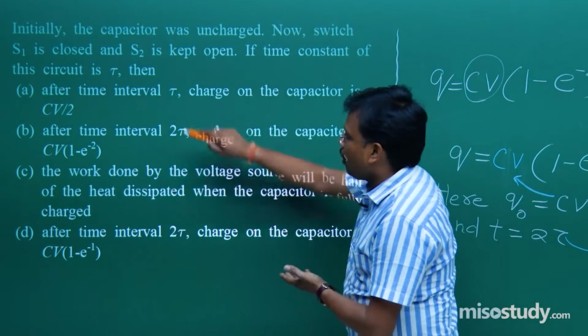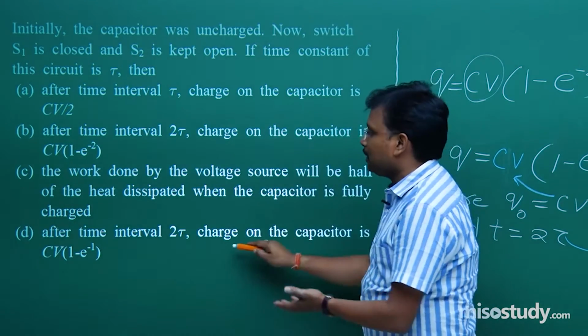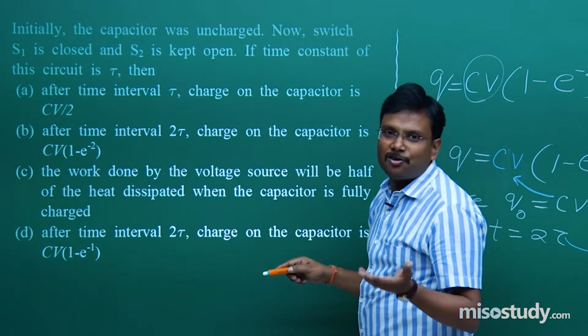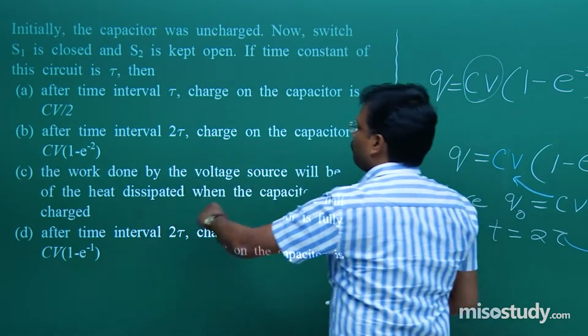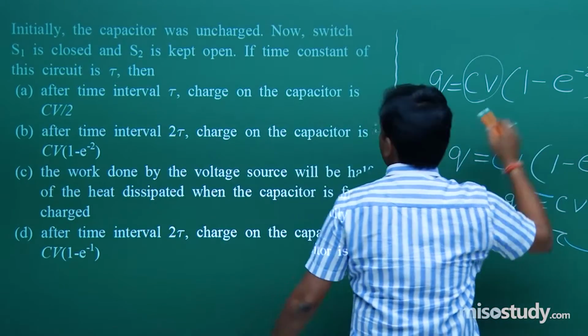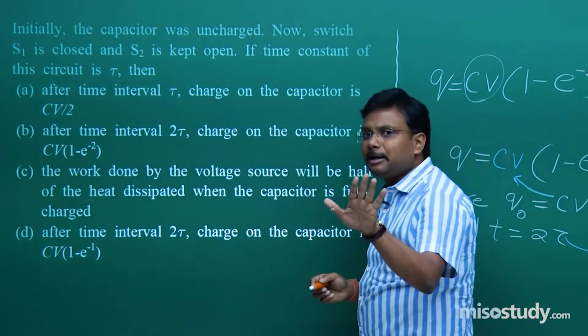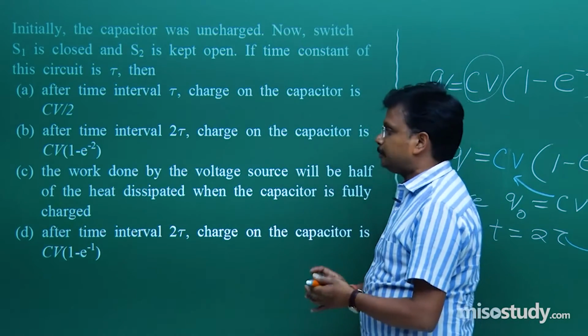I can put tau, then 2 tau, then this value and then this value. But that is mere wastage of time. If you wish, you can put it like that. Fine. So from here you can say easily that this B is the correct option. But let me check this C and D also for you.